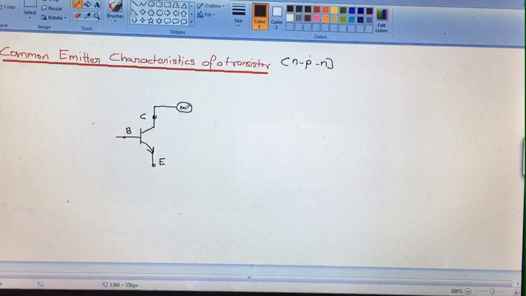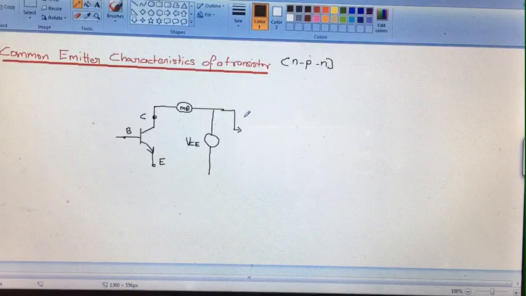a milliammeter at the collector, and also we need to measure the voltage across this terminal. So we will connect a voltmeter across the terminals of emitter and collector, that will measure the VCE, and we will supply the potential difference across this terminal using a variable source.